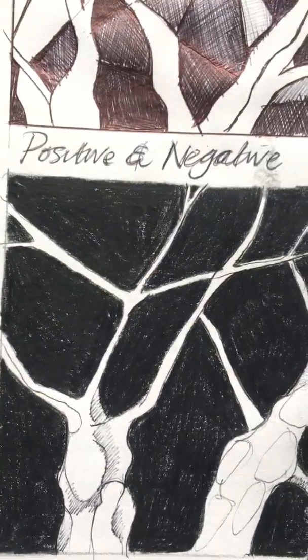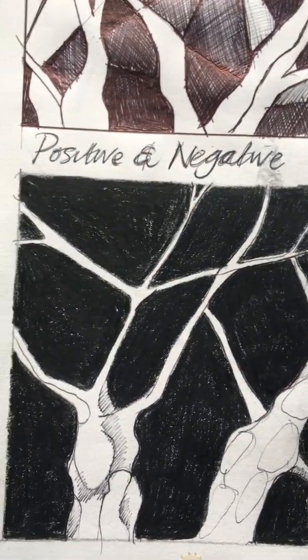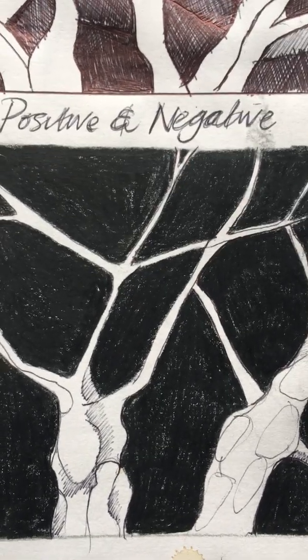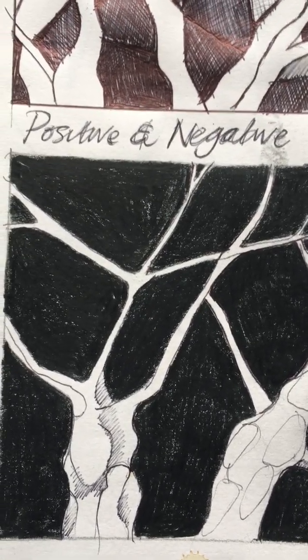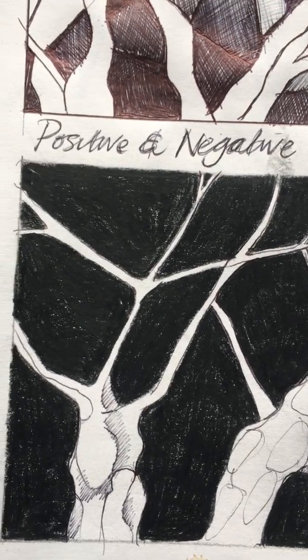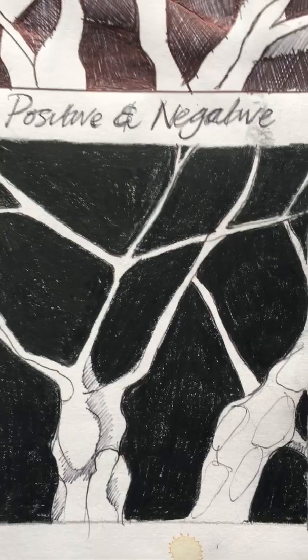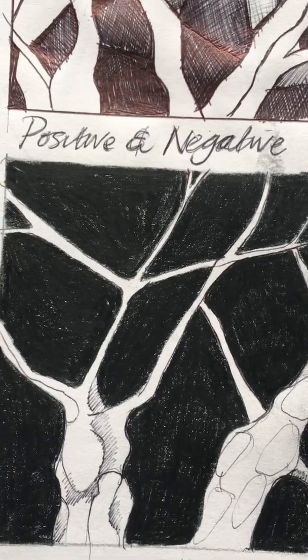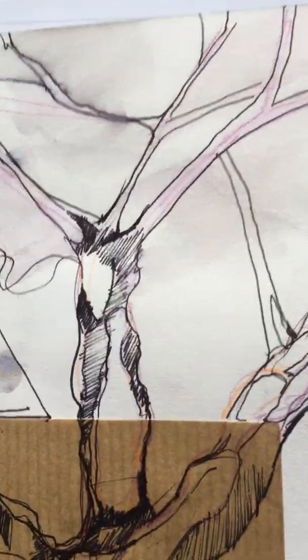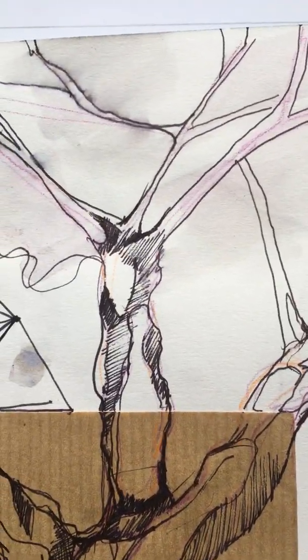This piece here is, I've taken a section of one of the trees and I have turned it into a positive and negative. So the internal and external spaces, I've made the space around the actual tree completely black, and I've left the tree just as an illustration. Okay, and that has come from this sketch here, this drawing here.